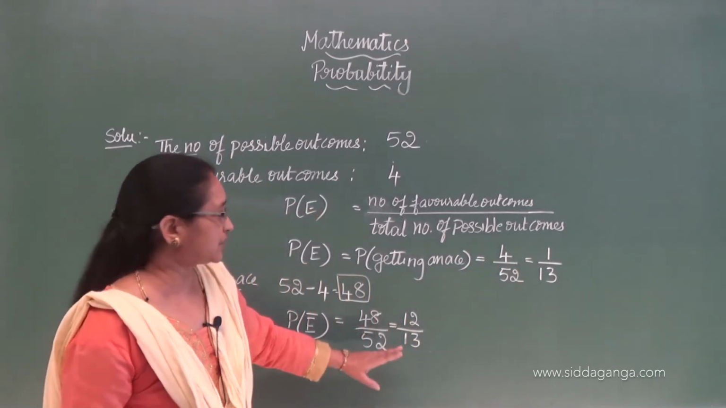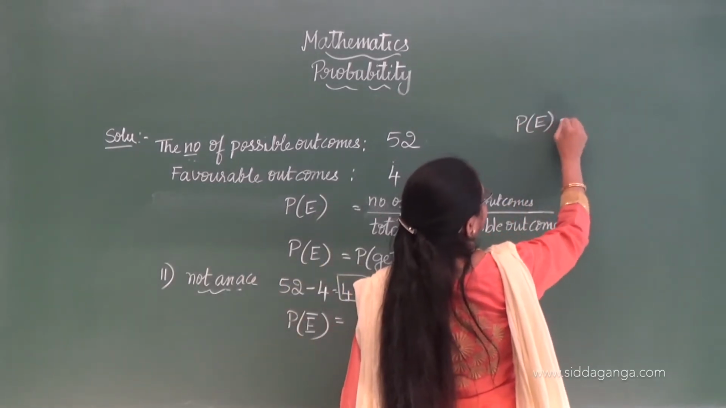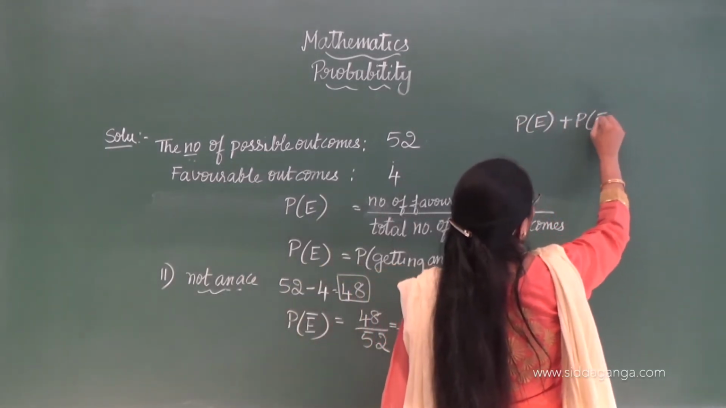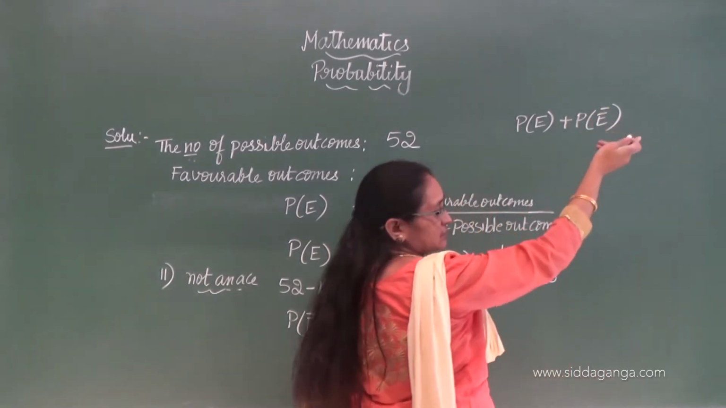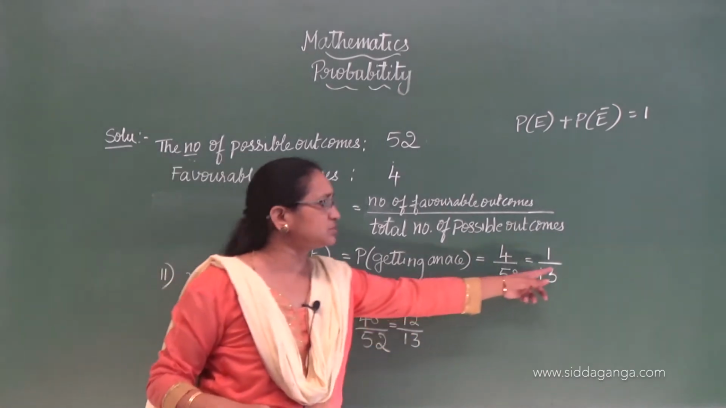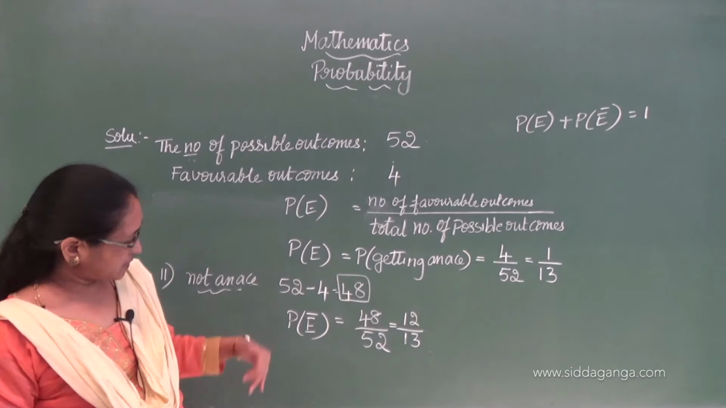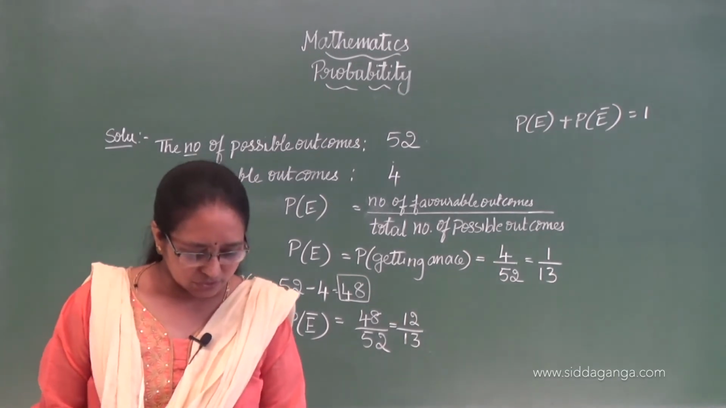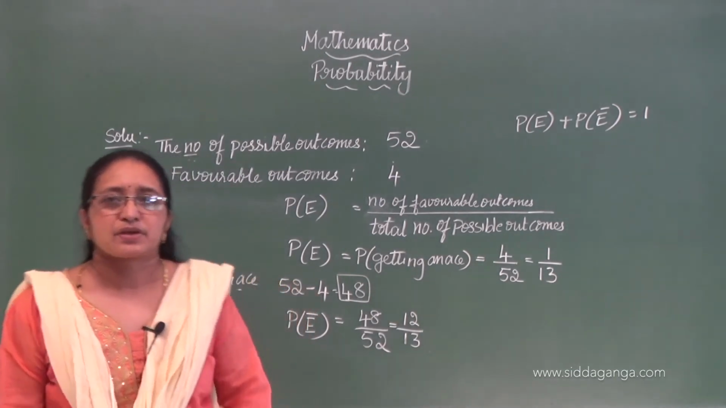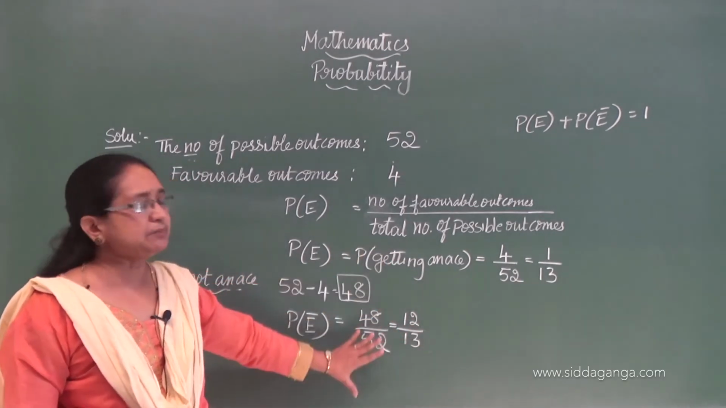So I think we can prove this, isn't it? That is P of E plus P of complement, or not E, is equal to 1. So when you add these two, you will get 1, correct? So that is how we can do this. I told you the other method. So how to find out this 12 by 13? This is one method.